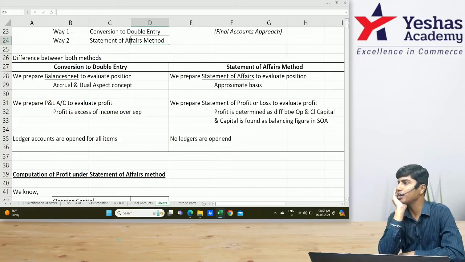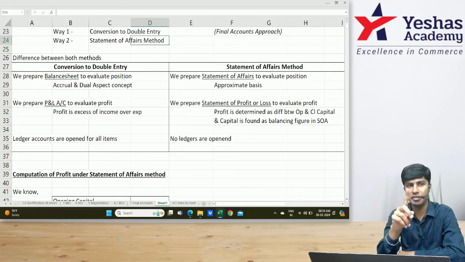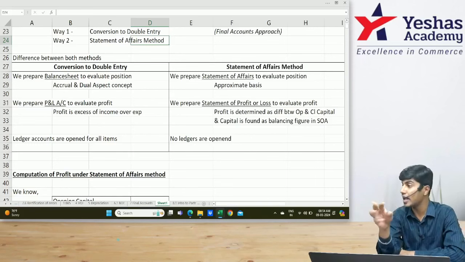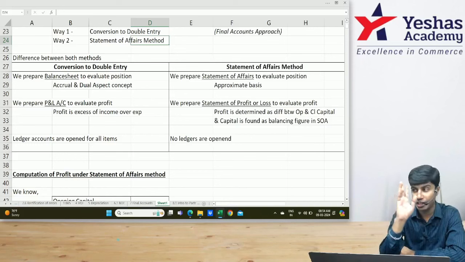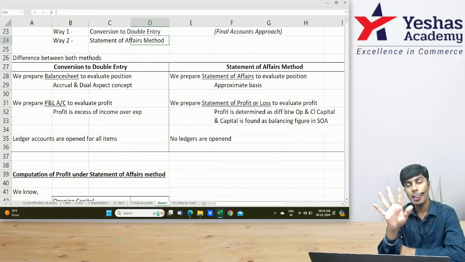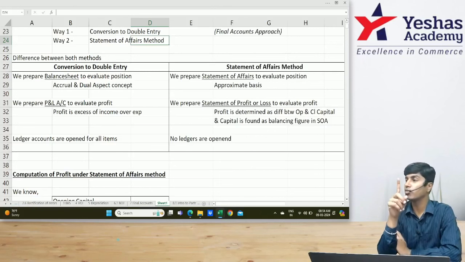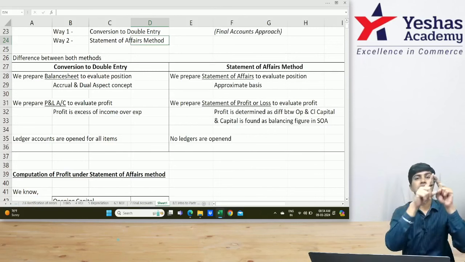What will I find as the balancing figure? Very good. I'll repeat once again. We'll write all the assets that the businessman owns, including debtors, cash, bank, stock, everything, on the asset side. I'll write all the liabilities, the money that he owes. I'll find capital as the balancing figure. This is in the opening statement.